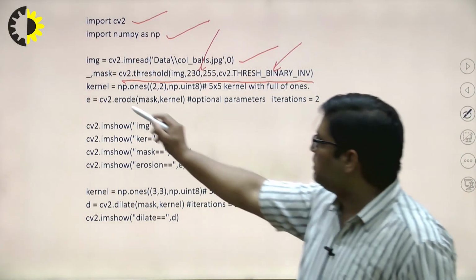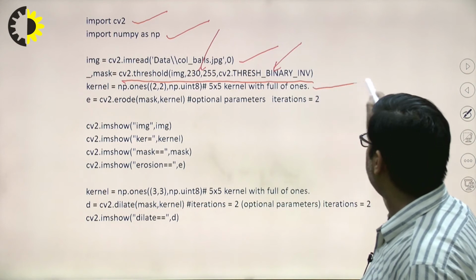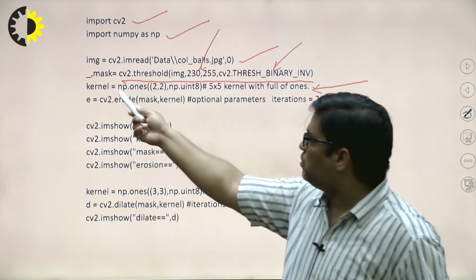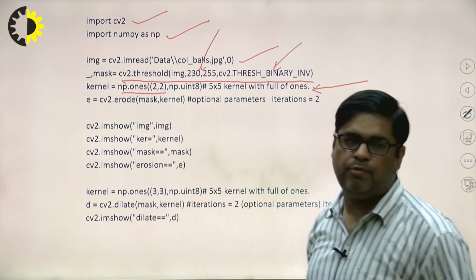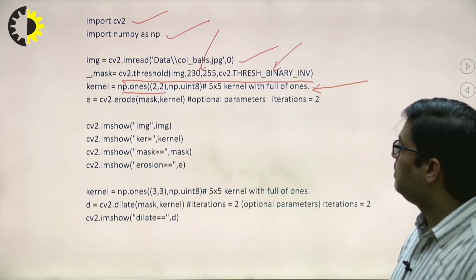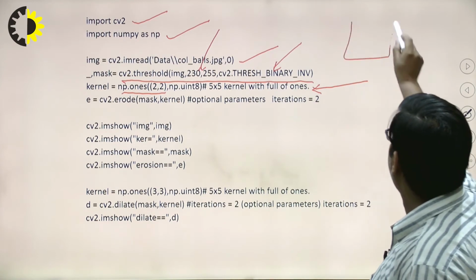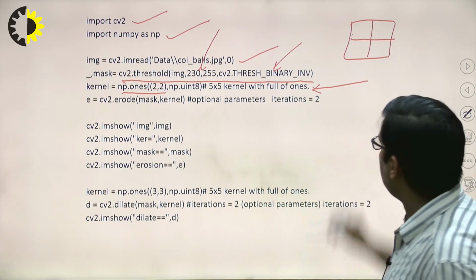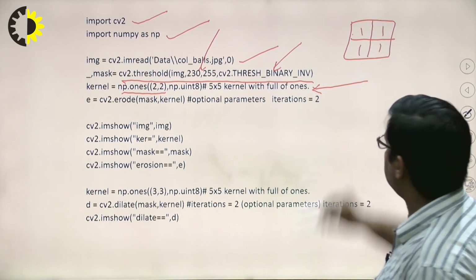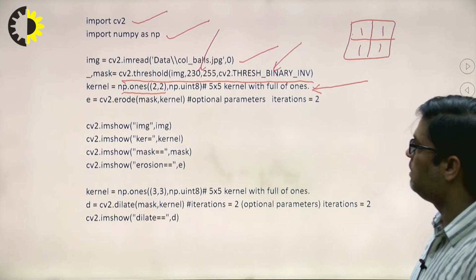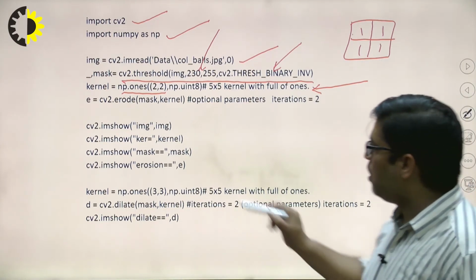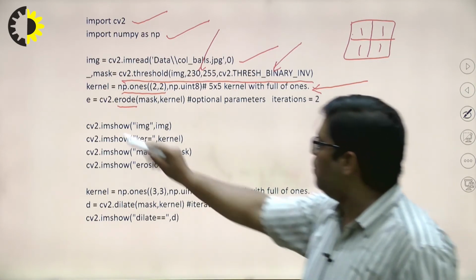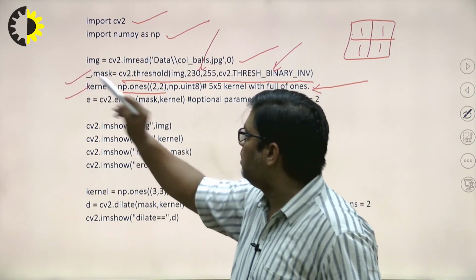Similarly, this kernel is nothing but the structuring element. It will create the structuring element for the image. It is creating a 2x2 matrix of ones, so all values are 1. This is the structuring element for this particular example. And now finally the erode operation is applied over this mask and the kernel.